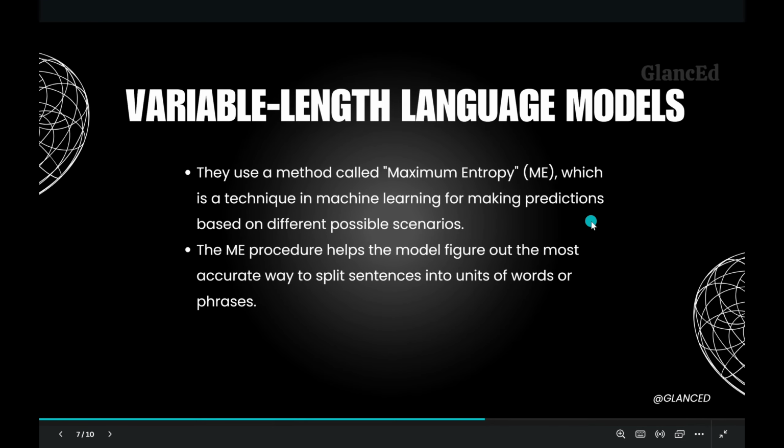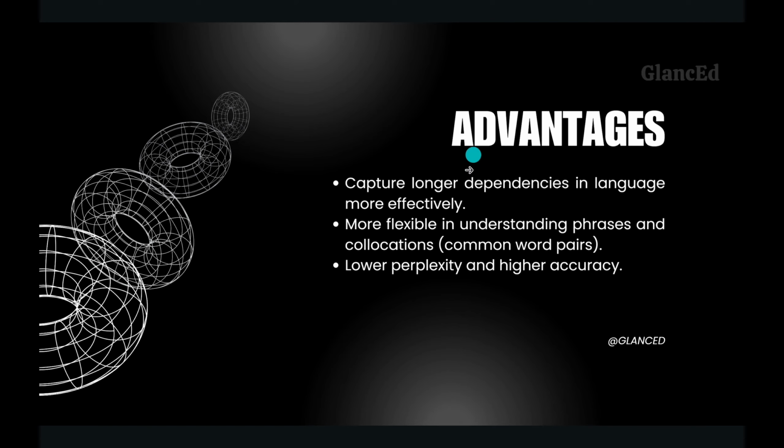So let's see the advantages. See, what are the disadvantages when it comes to standard language models? First, you can't understand the long term dependencies. That means, in the case of standard language models, you consider only the previous few words. Then, what about the remaining words? You can't understand the connection between those words, right? So, when it comes to variable length language models, you can capture the longer dependencies in language more effectively.